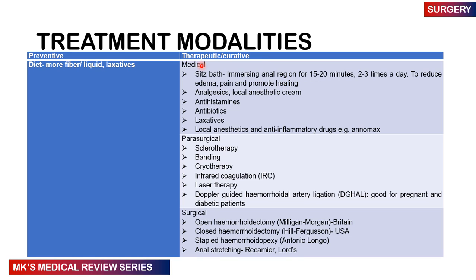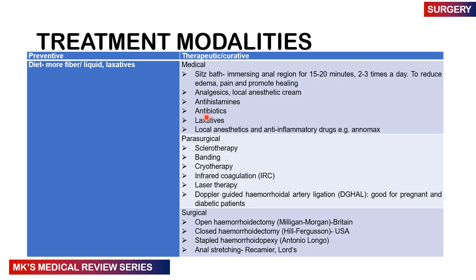You may also have some analgesics. You may have some local anesthetic creams that you can apply in the area. Some antihistamines can be applied. Antibiotics should be taken to prevent an infection if there is a risk of infection or if there are some signs of an infection. Then of course laxatives can be taken to clear out the bowel, and a local anesthetic and an anti-inflammatory drug like Anomax, which is a suppository, can be used.